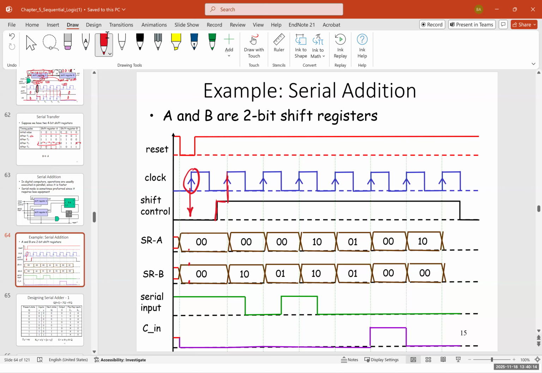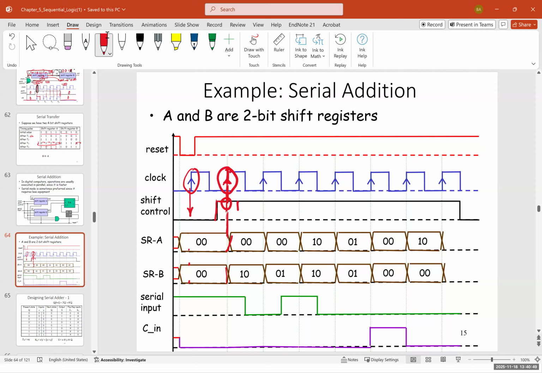So everything starts at this point when I both have a clock and I have a load of 1, a shift control of 1. So the clock is, again, rising edge triggered. And then we have the shift control 1. And what happens here? It changes the status of shift register A. And when we change shift register A, it would also change shift register B.